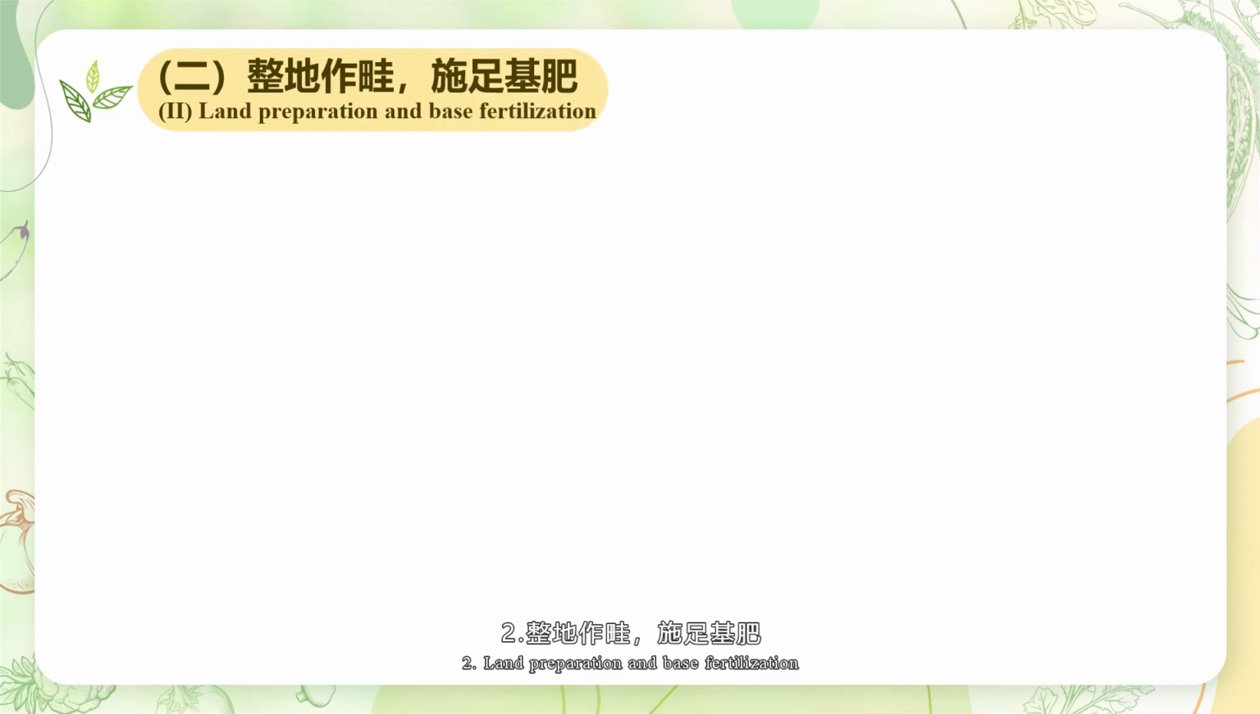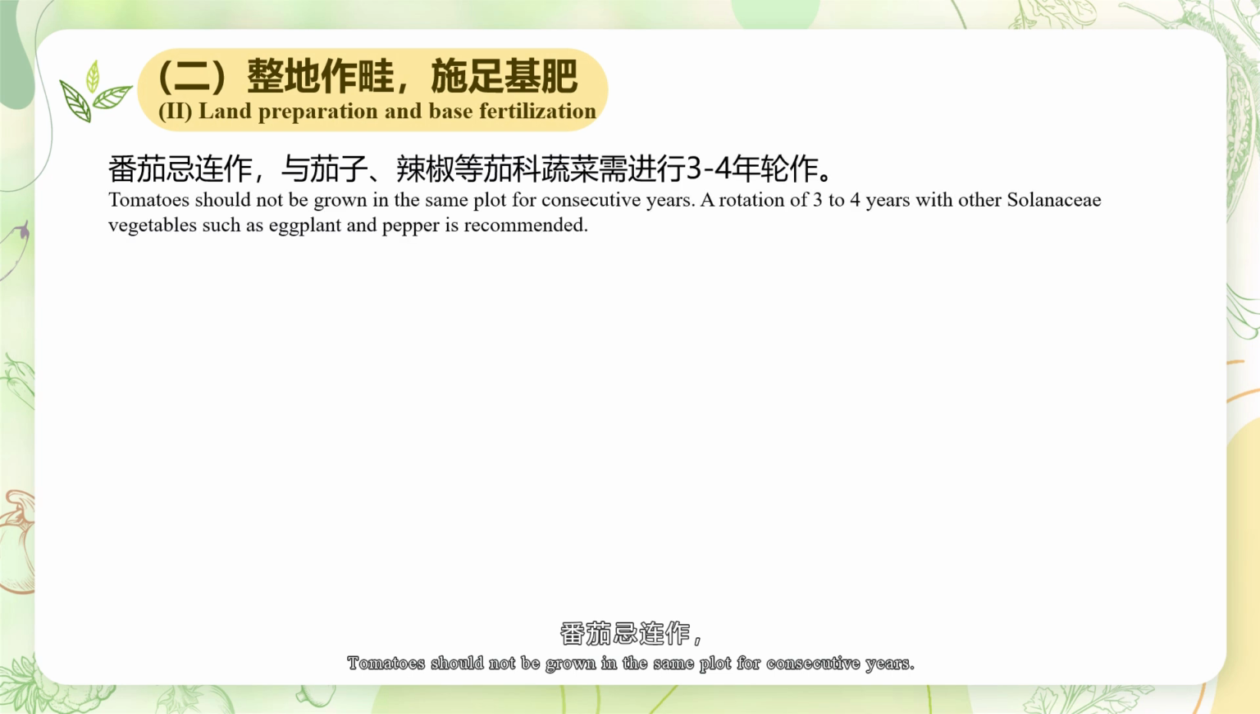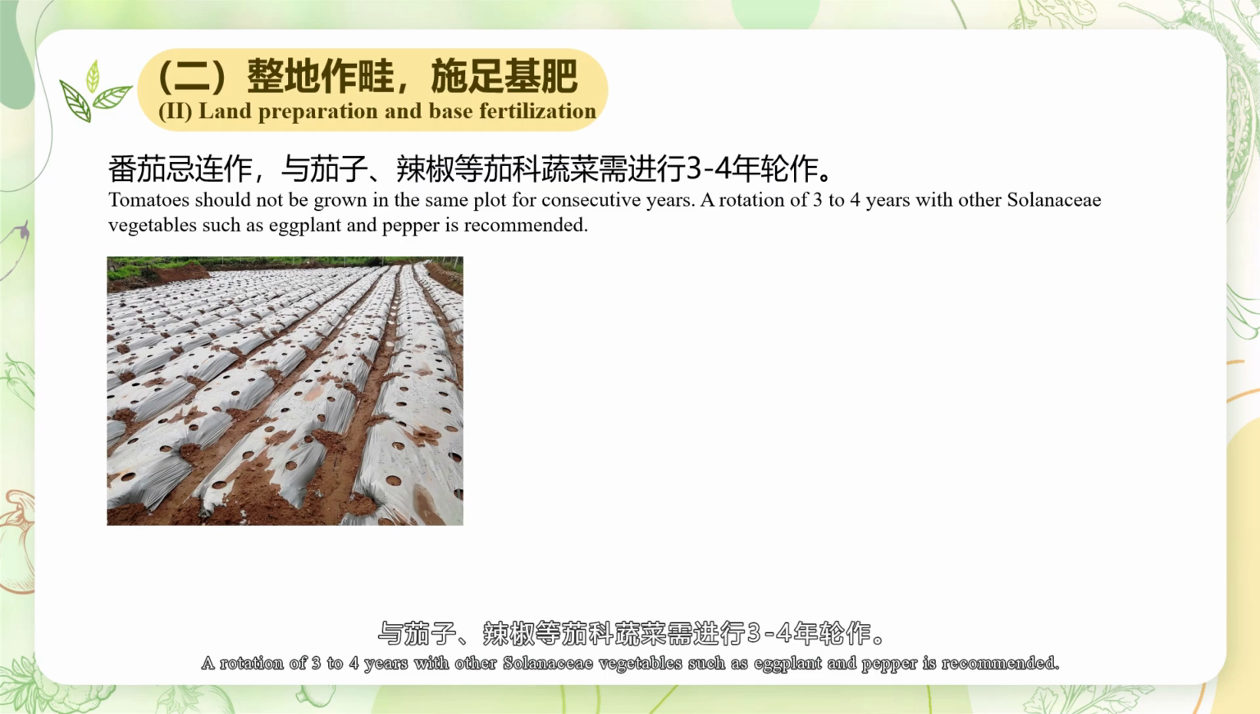Land preparation and base fertilization. Tomatoes should not be grown in the same plot for consecutive years. A rotation of 3 to 4 years with other Solanaceae vegetables such as eggplant and pepper is recommended.